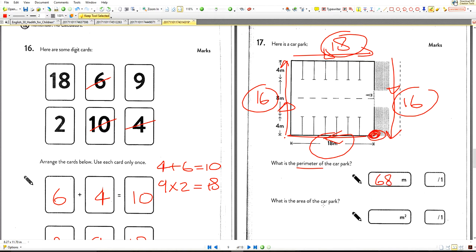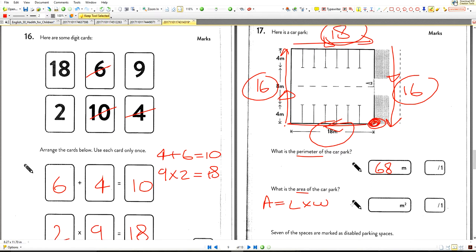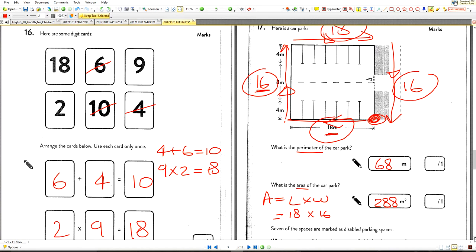What is the area of the car park? Now the area is different. Area is always equal to length times by width. So the length of the car park is 18 and the width of the car park is 16. So we have to do 18 times by 16, and then we have to work that out. We can use long multiplication. Time is a bit behind me at the moment, so I need to get cracking. So that'll give us 288 meters squared if we do that in the long multiplication technique.